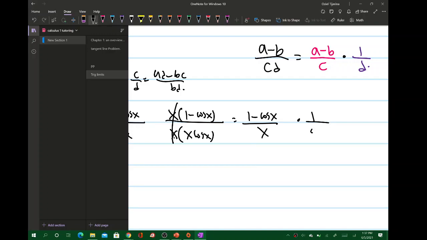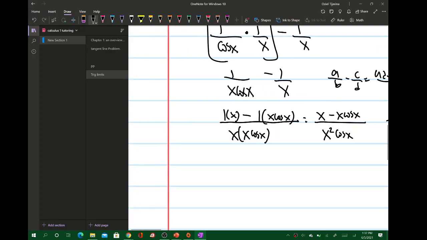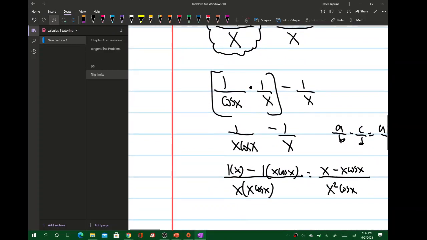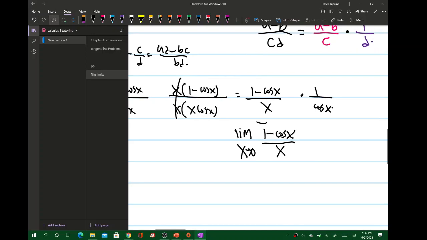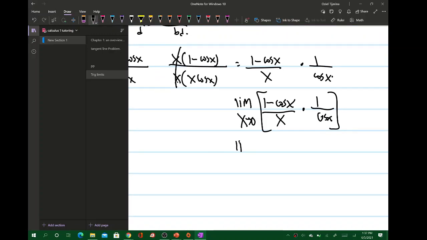And this is the limit as x approaches 0, I believe it was 0, right? As x approaches 0 of 1 minus cosine x over x times 1 over cosine x. So this is equal to the limit as x approaches 0 of 1 minus cosine x over x, times the limit as x approaches 0 of 1 over cosine x.